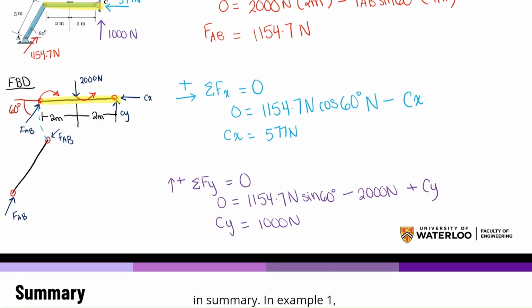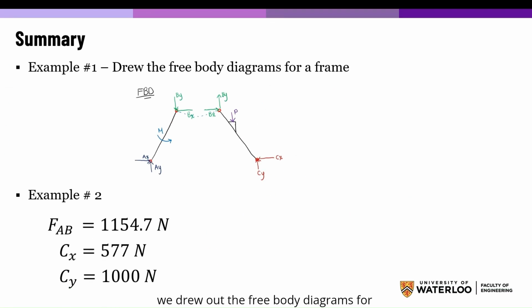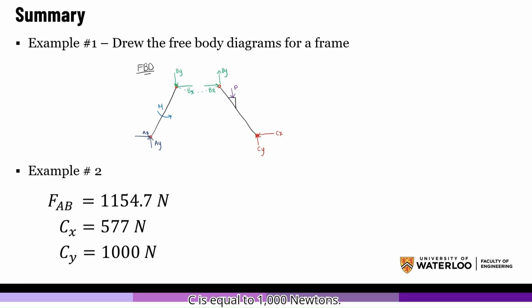In summary, in example 1, we drew out the free body diagrams for the frame. And in example 2, we found that the force in member AB is equal to 1,154.7 newtons. The force in the x direction at C is equal to 577 newtons. And the force in the y direction at C is equal to 1,000 newtons.